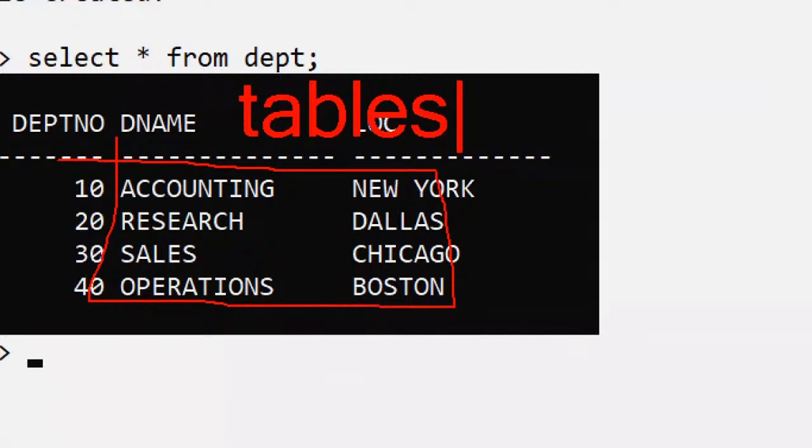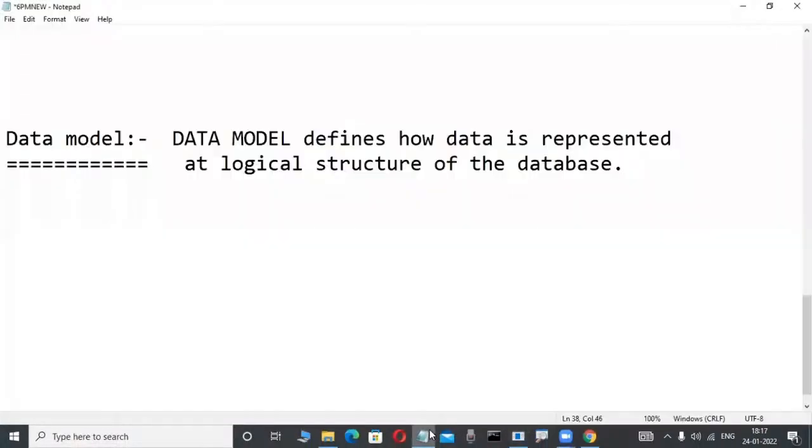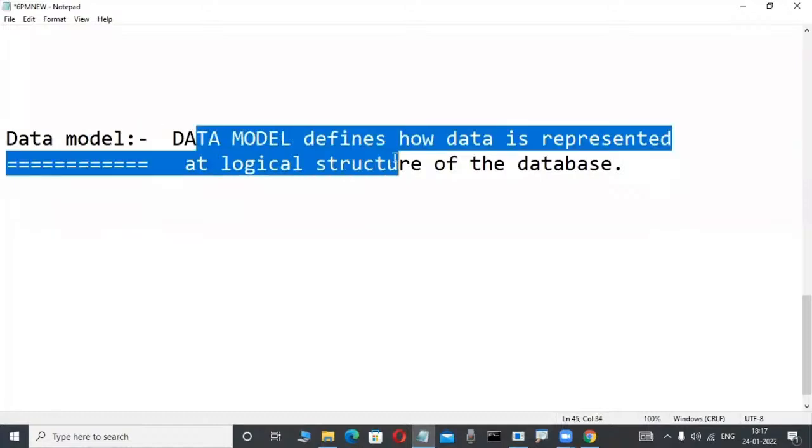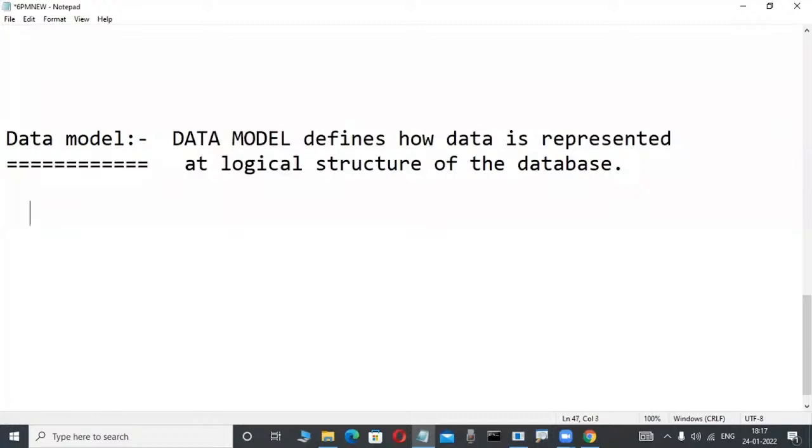Hierarchical data model, network data model, and some other data models were there. In those days we had different softwares: IMS, IDMS. But nowadays, a data model defines how data is represented at the logical structure of the database. Now check it out, concentrate here. Suppose from 1970 onwards this data model is there. With Oracle, we will learn next. First, just roughly observe here.